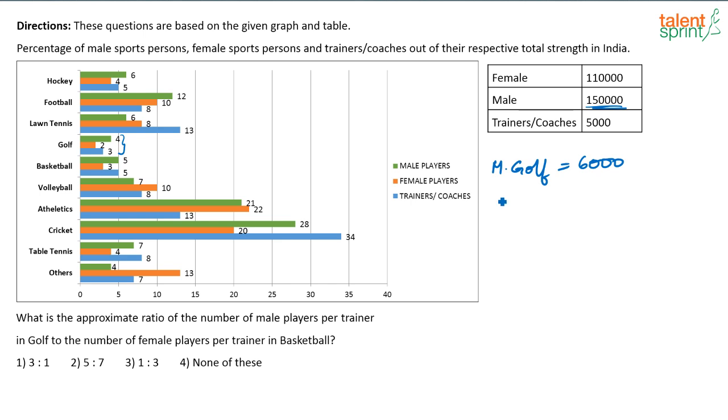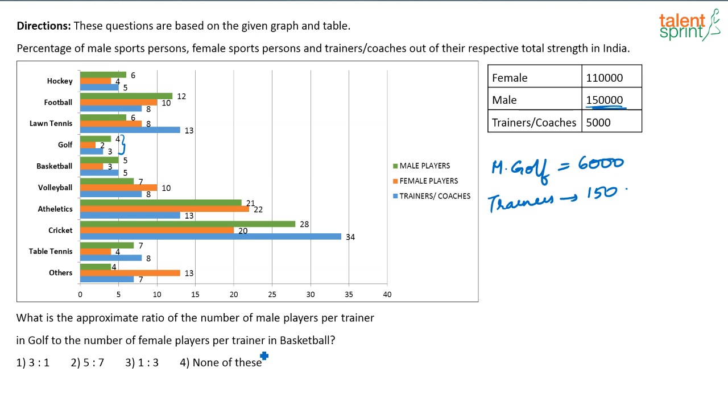How many trainers are there in golf? Totally there are 5,000 trainers. Out of this 5,000 trainers, 3% belong to golf. What is 1% of 5,000? 50. What is 3% of 5,000? 50 into 3, that is 150. Correct? So next, what are they saying?